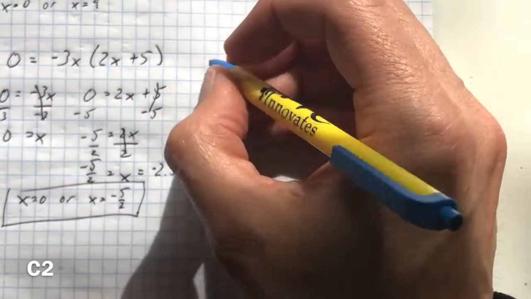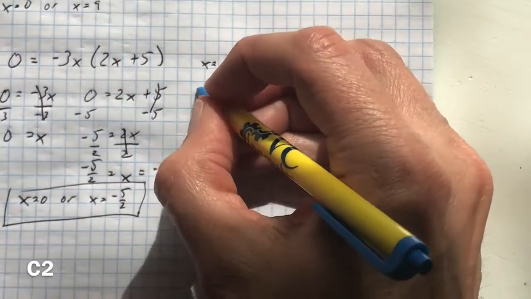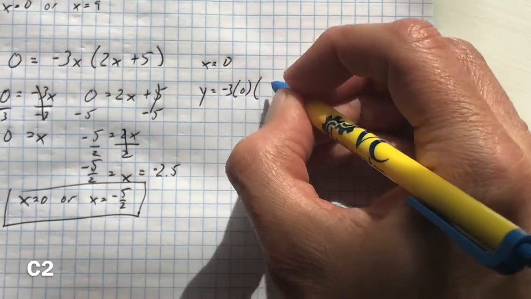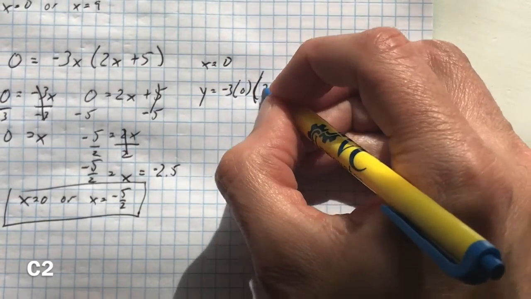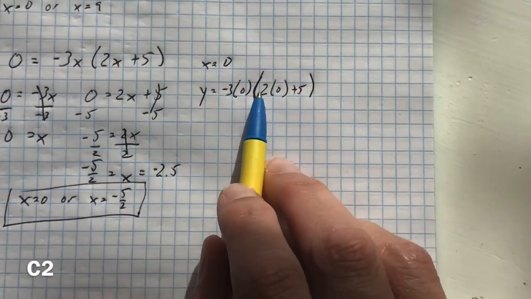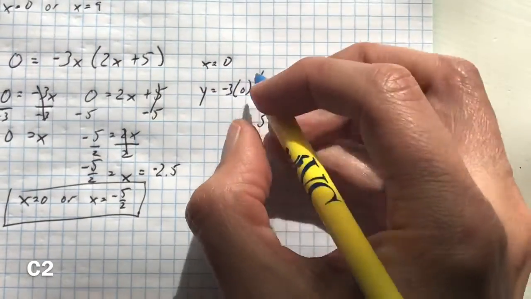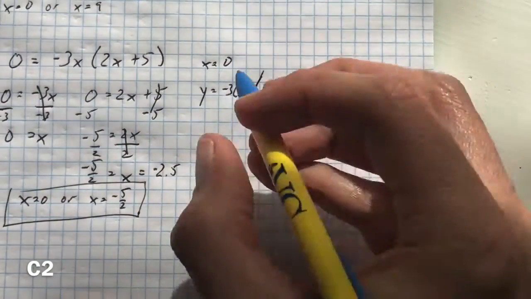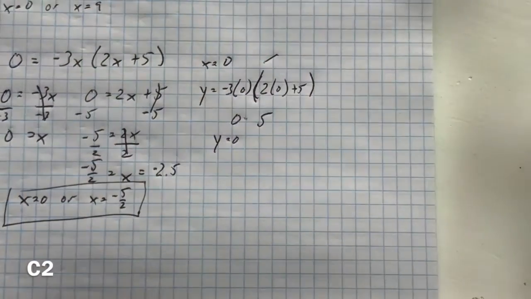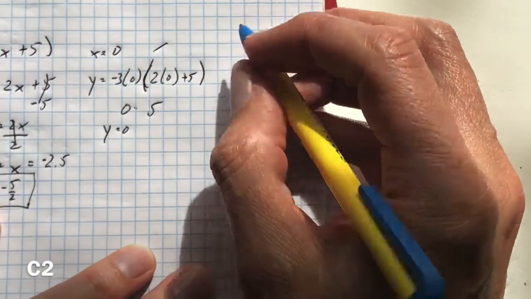If I plug 0 in for the first one where x equals 0, I would have y is equal to negative 3 times 0, all that times 2 times 0 plus 5. Well, 2 times 0 is 0, plus 5 is going to give me a 5 in here. Then I've got negative 3 times 0 is going to be 0 times 5, so you can see y would equal 0. That checks.